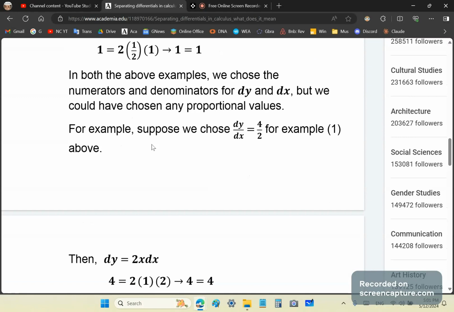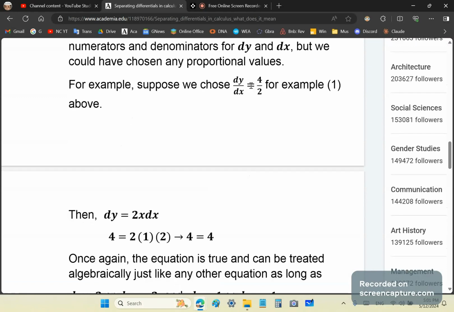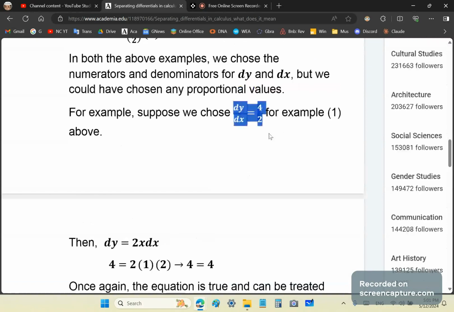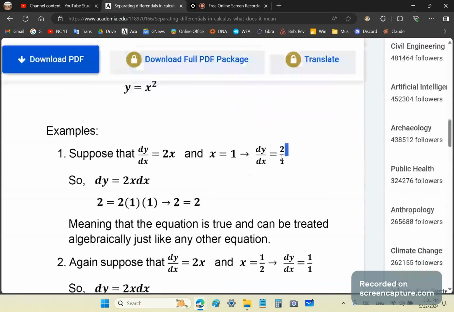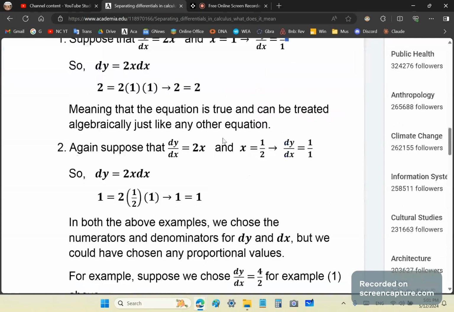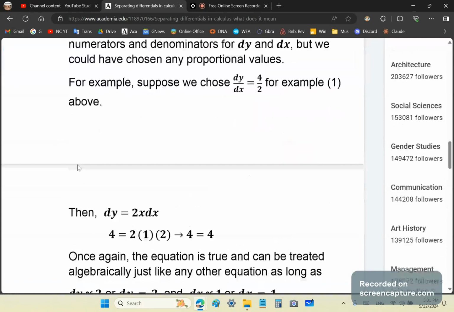So for example, suppose we chose dy over dx is equal to 4/2. That means we chose an equivalent fraction here for this particular example 1, right? So when we do that, we have, again, dy is equal to 2x dx.